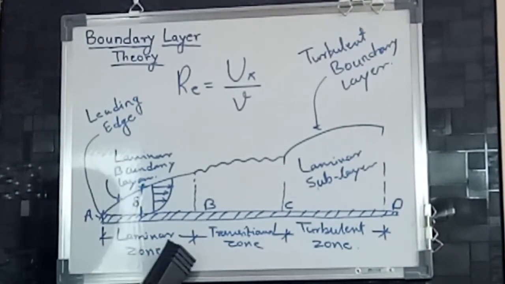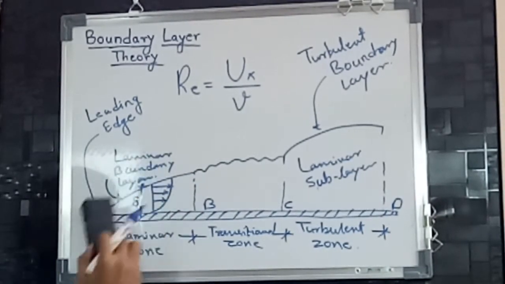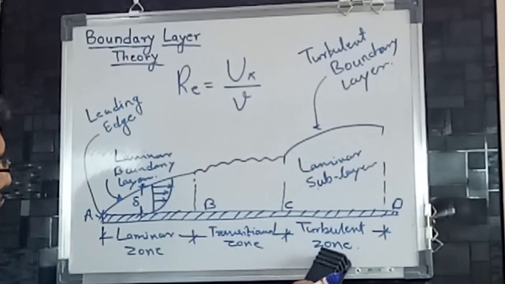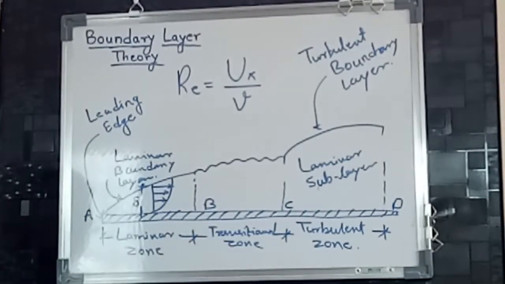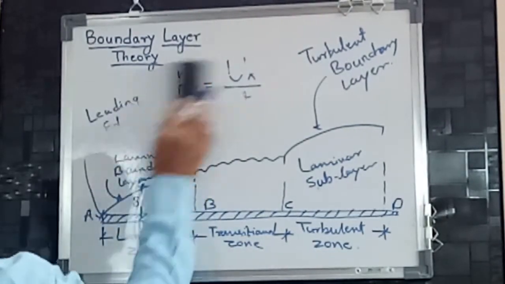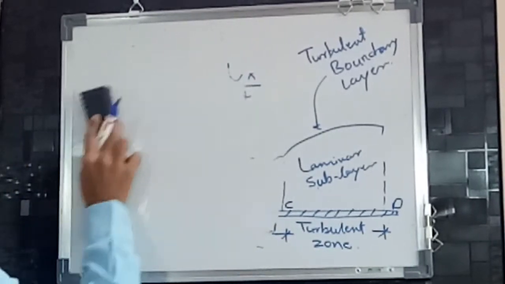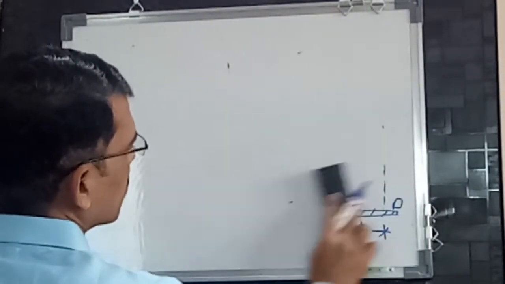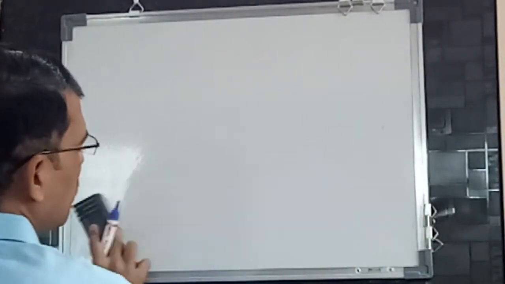Now you understand, this is the laminar zone, this is the leading edge, this is the laminar boundary layer, and this is the turbulent zone, transitional zone. On this portion we will consider one element, and with the help of that element we will identify the displacement thickness. Okay, and then we'll see the derivation. It is very simple.